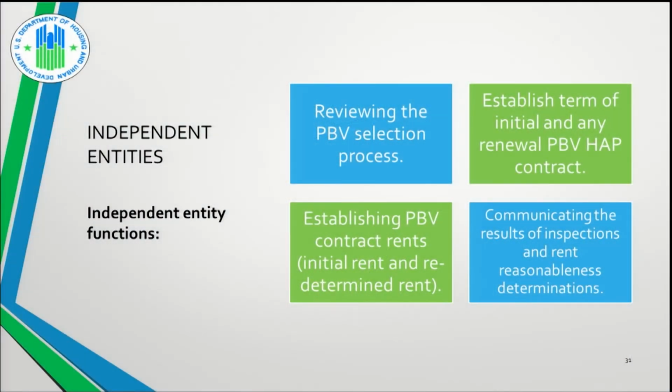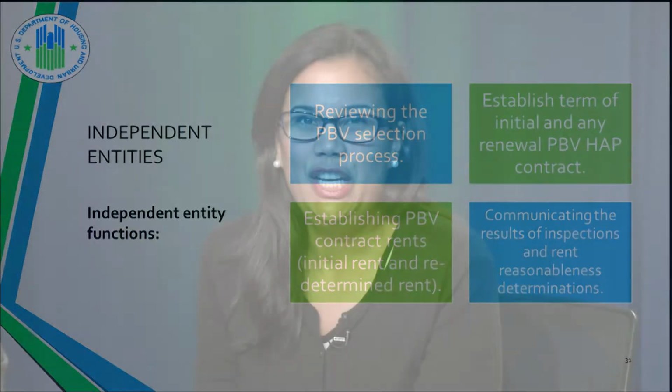The independent entity in the context of the PVV program reviews the PVV selection process. It establishes the term of the initial and any renewal PVV HAP contract, and it establishes PVV contract rents, including initial rent to owner and redetermined rent to owner. The independent entity also communicates the results of inspection and rent reasonableness determinations.